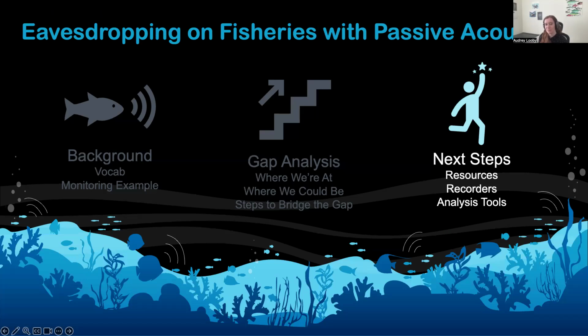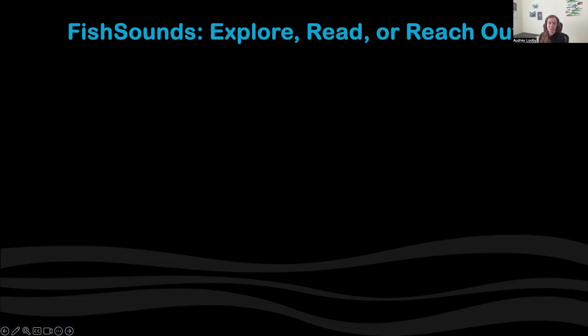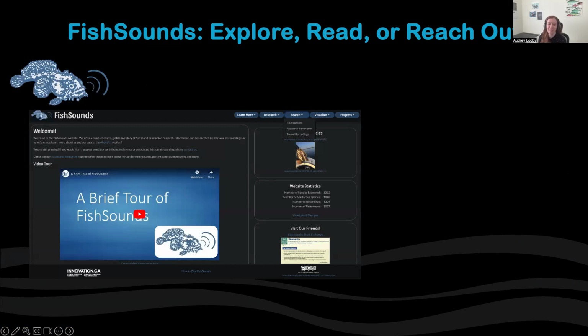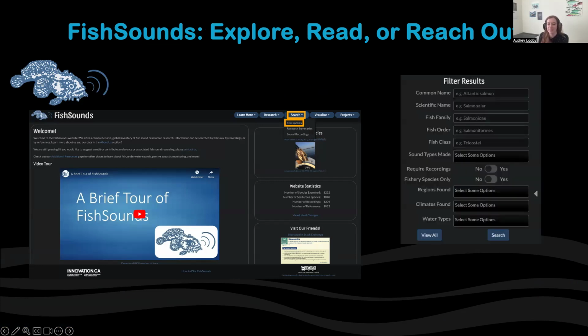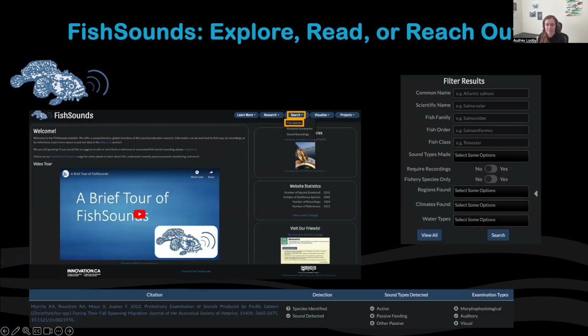And continuing the spirit of bridging that gap, I wanted to end with a quick overview of resources, recorders, and analysis tools in case you are interested in applying passive acoustic monitoring to your research or management interests. So step one would be figuring out if your species of interest is known to make sounds. And in the case of fishes, I of course recommend checking out fishsounds.net. If you click on our search tab and click on fish species, then you can search by species, family, region, or other information and find reports of sound production studies.